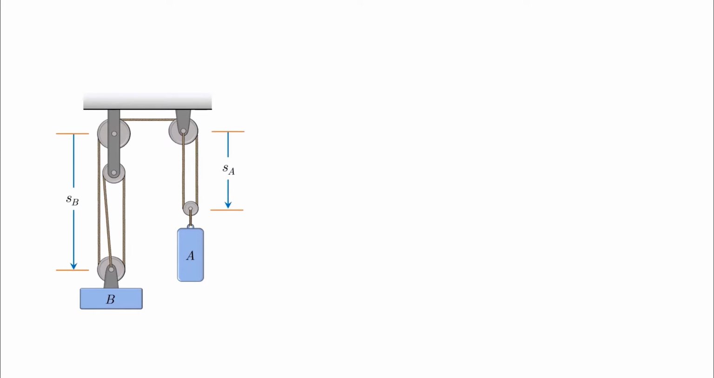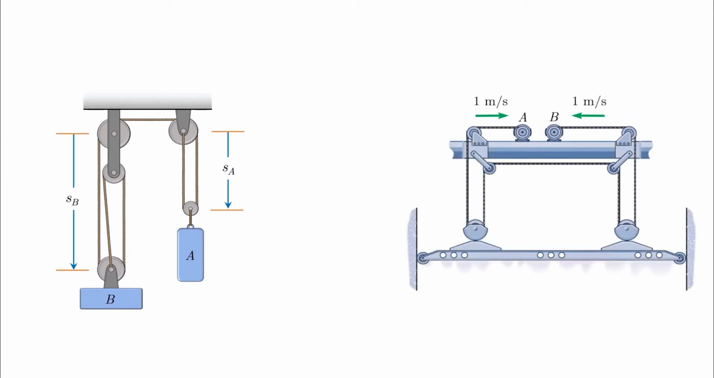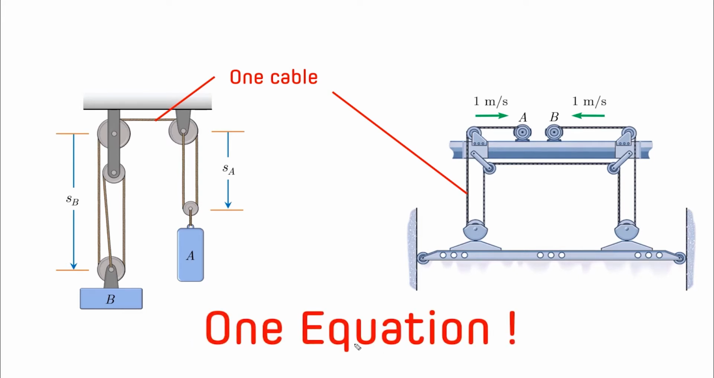When solving dependent motion problems, consider first the most important factor, which is how many cables are in the system. You can see in this left example, you only have one cable. It's only one lengthy cable that's connecting everything. And also in this system, you only have one cable. So if you have one cable, it means that you only have one equation for the length of the cable.